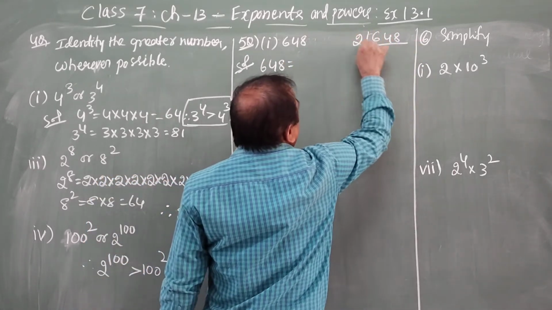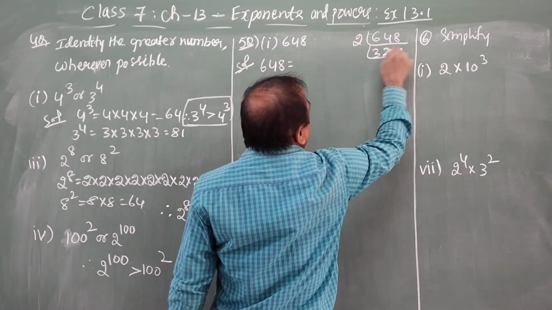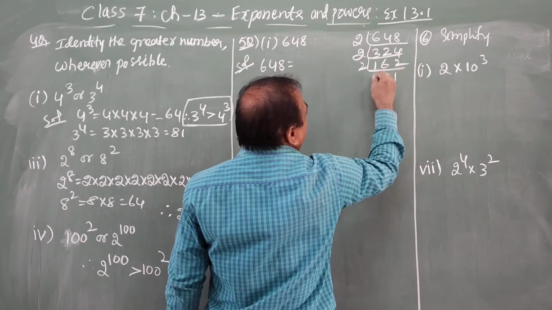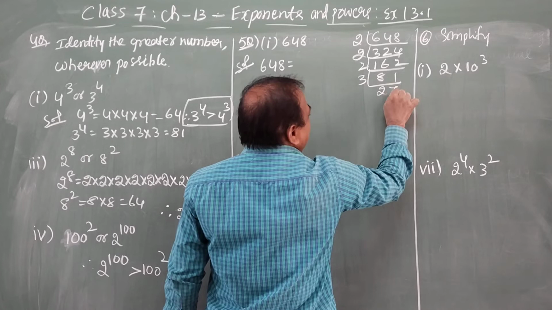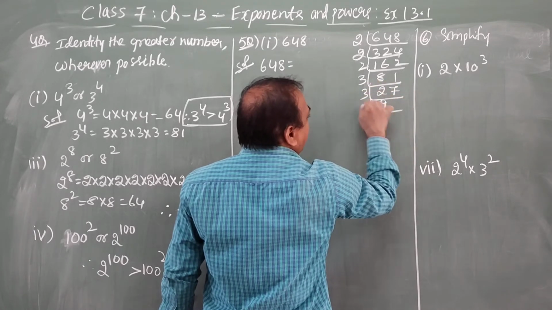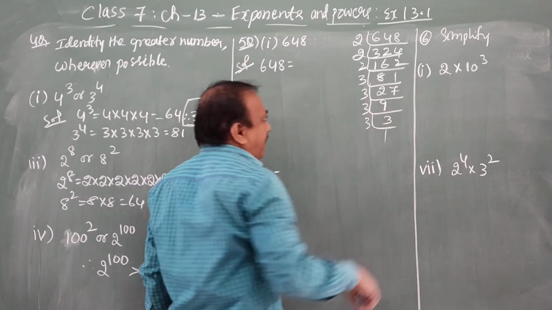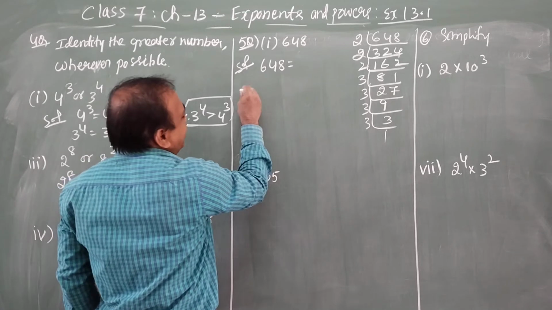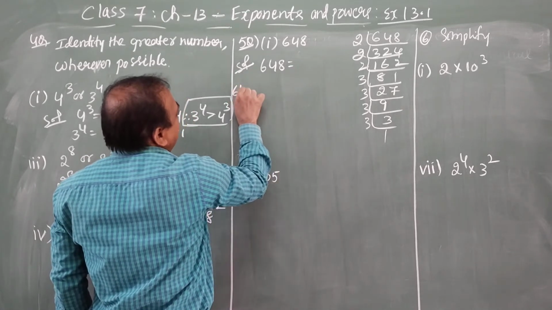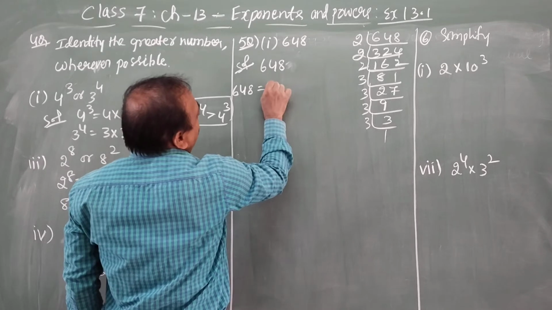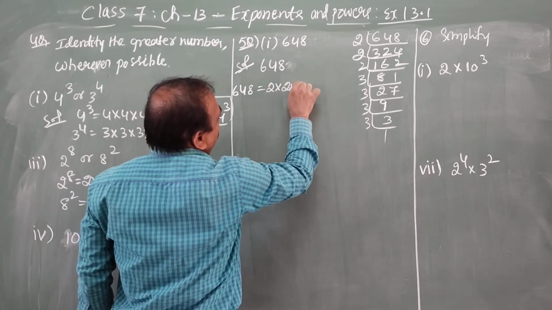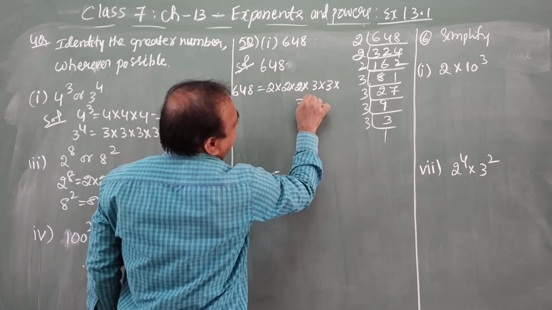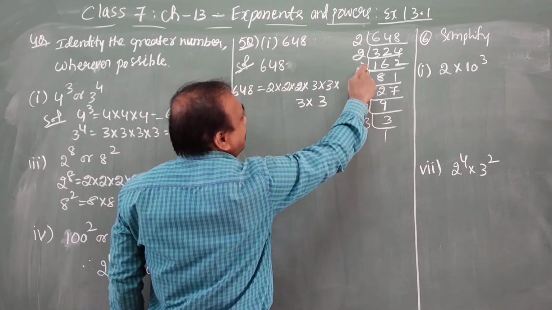648. So the 2 table: 2 3s are 6, 2 2s are 4. Then again 2 1s are 2, 2 6s are 12, 2 2s are 4, 2 8s are 16, 2 1s are 2. Then 3 2s are 6, 3 7s are 21, 3 9s are 27, 3 3s are 9 and 3 1s are 3. Observe it, 2 into 2 into 2 and so on. So 648 can be written as 2 into 2 into 2 into 3 into 3 into 3 into 3. 3 4 times, 2 3 times.